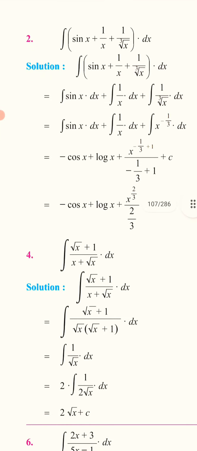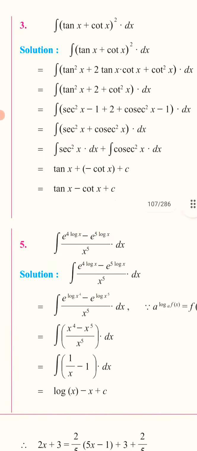Fourth example: integration of root x plus 1 upon x plus root x dx. In the numerator we keep root x plus 1 as it is. In the denominator, from x plus root x we take root x common: root x into root x plus 1. Root x plus 1 gets cancelled, leaving 1 upon root x. Integration of 1 upon 2 root x is root x, so the answer is 2 root x plus c.